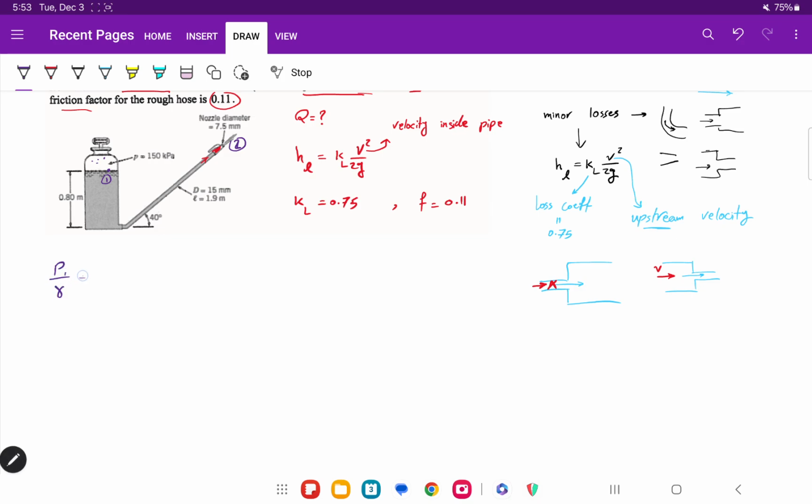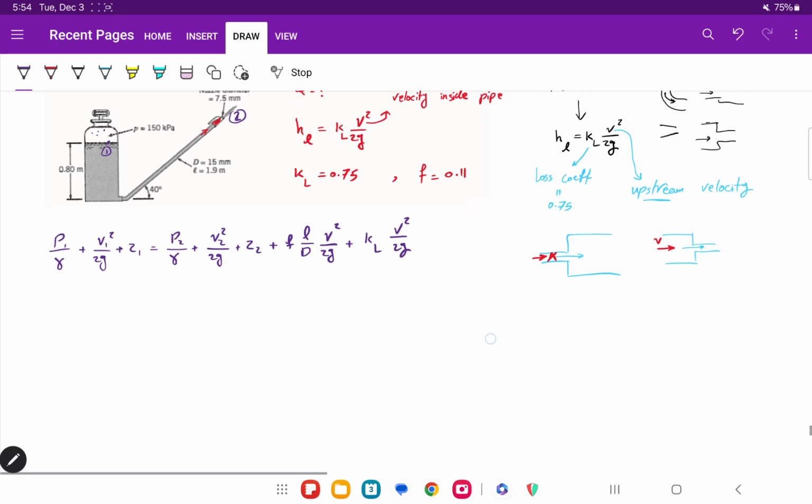So P1 over gamma plus V1 square over 2g plus Z1, there is no pump, equals P2 over gamma plus V2 square over 2g plus Z2 plus both losses, minor losses and major losses. So plus f L over D V square over 2g plus K_L V square over 2g. I should make it thinner. Okay.